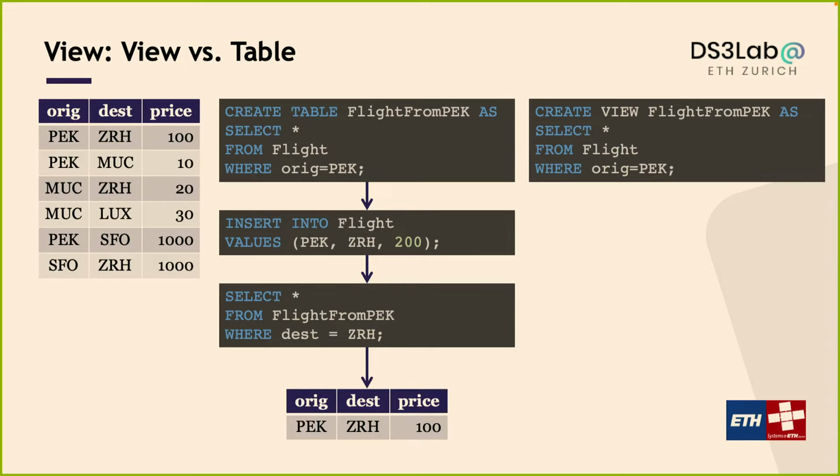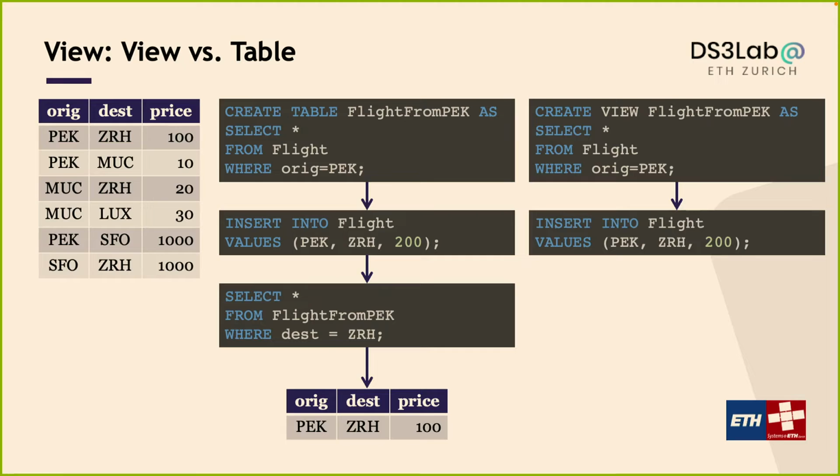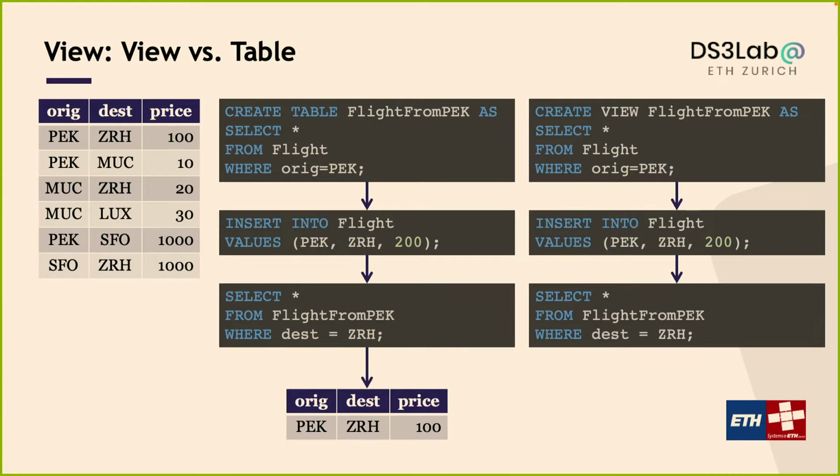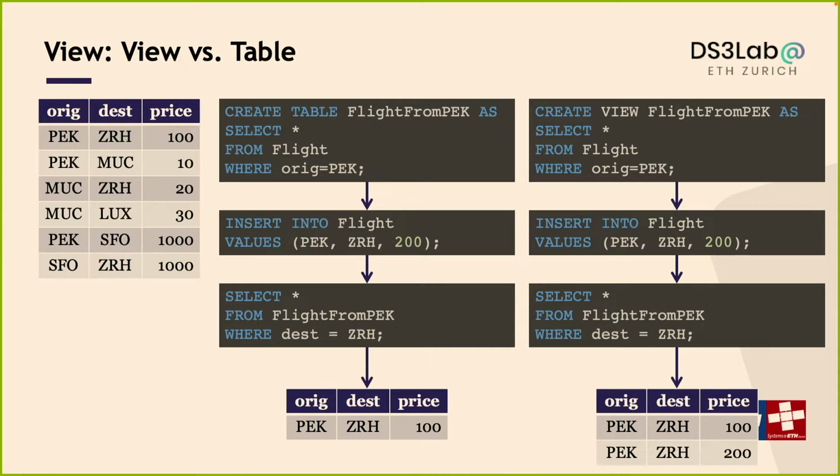Now let's look at the thing on the right-hand side. Here, instead of creating a table, we create a view with the same name, defined by the same query, and we do the same thing. We insert a tuple inside the flight relation, and then we query this view. In this case, how many tuples are we going to get? Who thinks 0, 1, 2, 3, 4? Okay. So in this case, you are going to get 2 tuples.